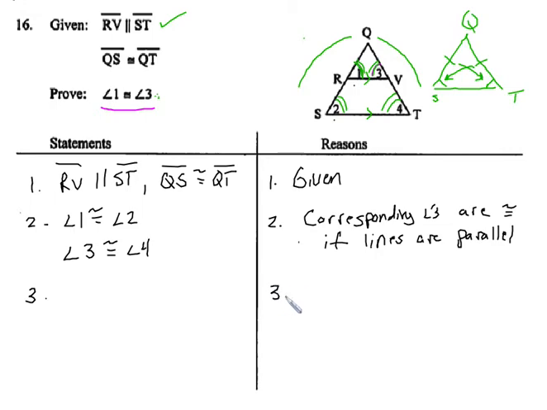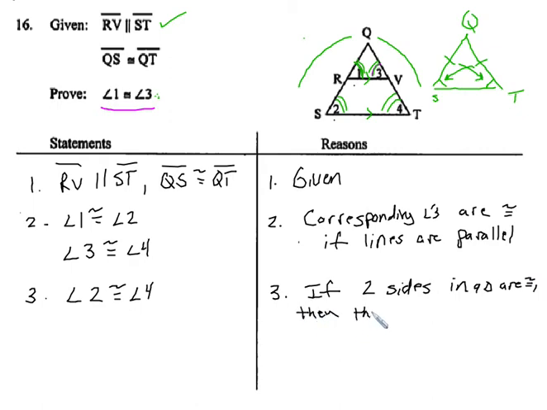After that, I was done looking at the parallel lines, and I was looking at QS as congruent to QT. And what that led me to say was that the opposite angles S and T, which are labeled 2 and 4, were also the same. So my statement was that angle 2 and angle 4 were the same. So if angle 2 and angle 4 are the same, it's because if those two sides in a triangle are congruent, then the angles opposite those sides are also congruent.